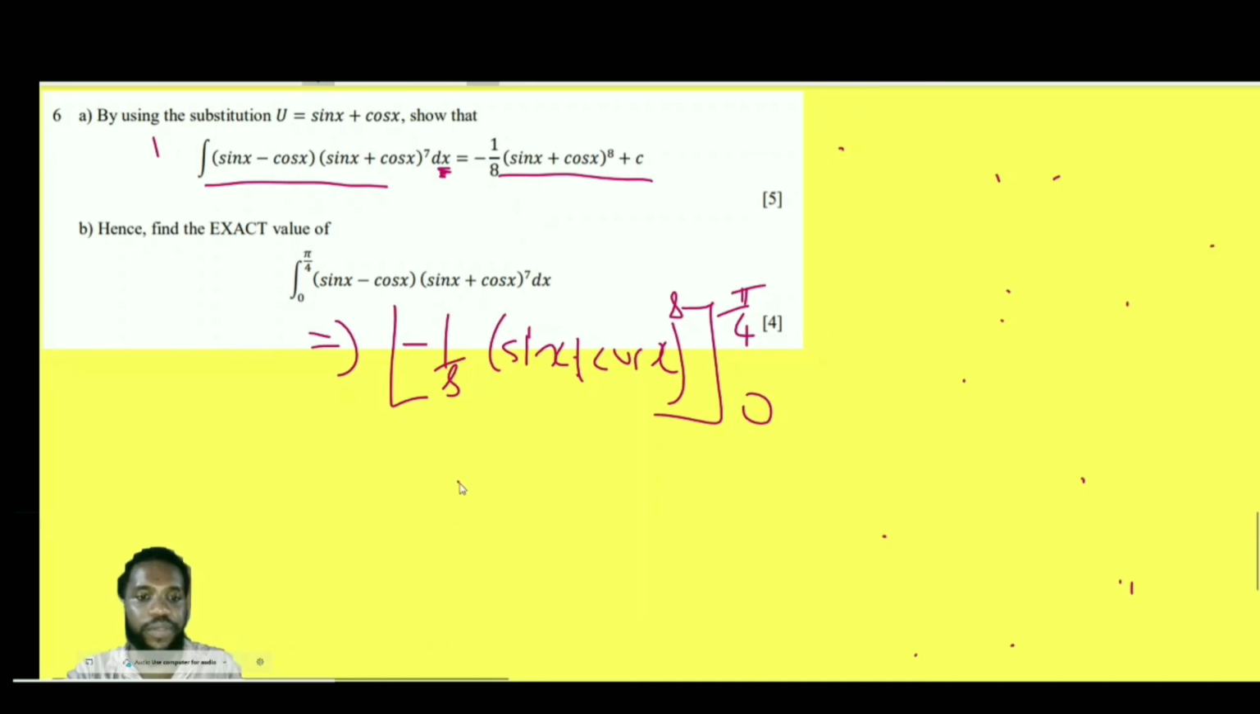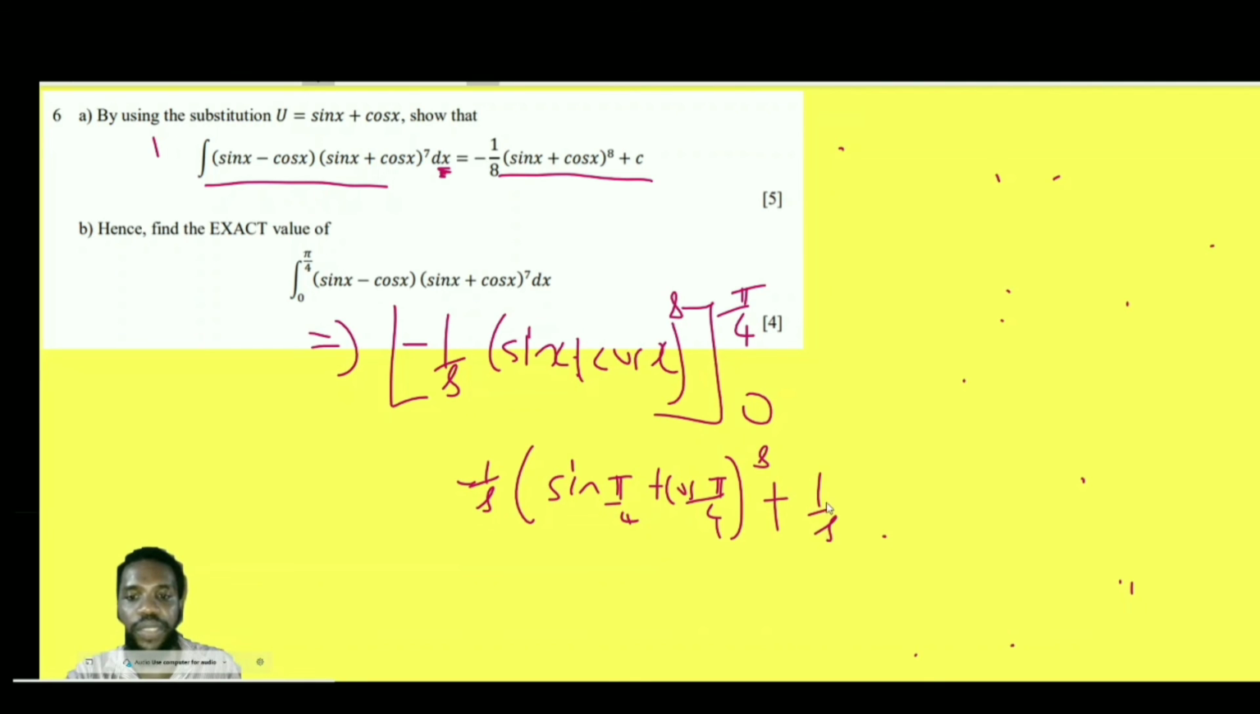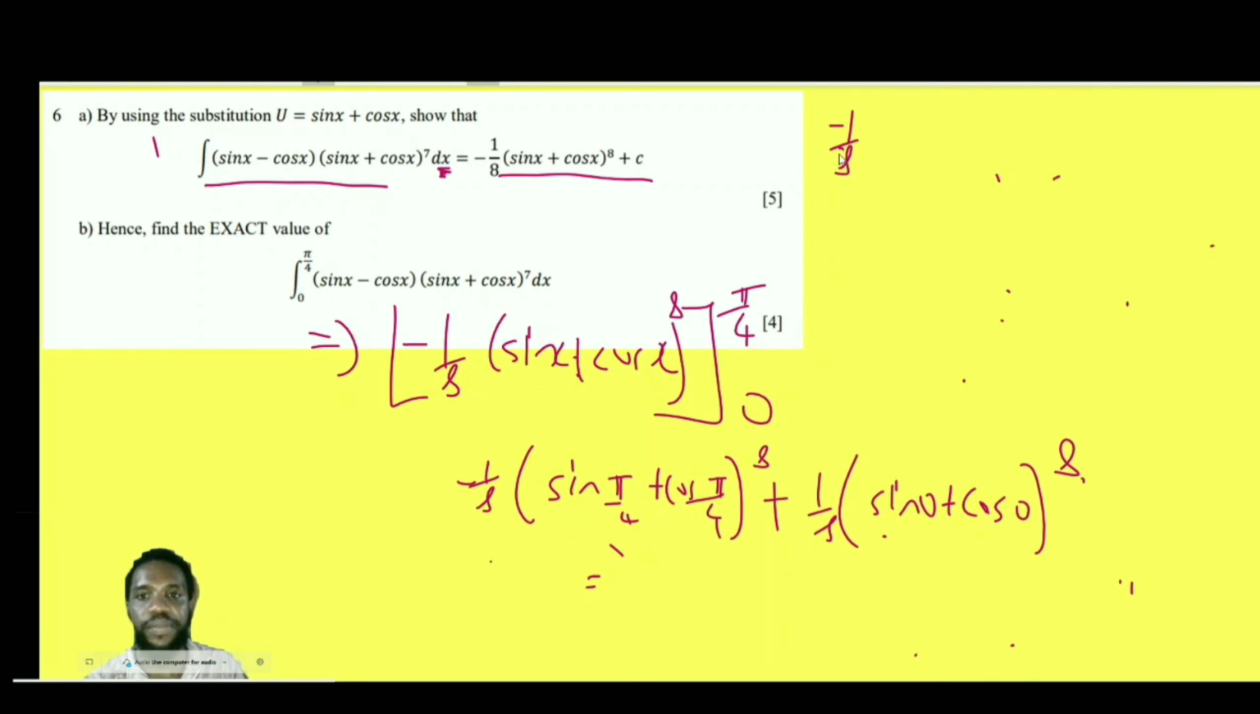I simply need to plug in the upper boundary and subtract when I plug in the lower boundary. So I'm going to have negative 1/8, and I'm using up all my brackets here. Upper boundary is pi over 4: sin pi over 4 plus cos pi over 4 to the 8, minus when I put in the lower boundary. But here's the case: because this is negative and I'm going to have a minus here, it becomes positive 1/8 open bracket sin 0 plus cos 0 all raised to the 8. Just work this out, because you're supposed to know your knowledge. So this is supposed to be negative 1/8, and they say find the exact value, so I can't use a calculator.